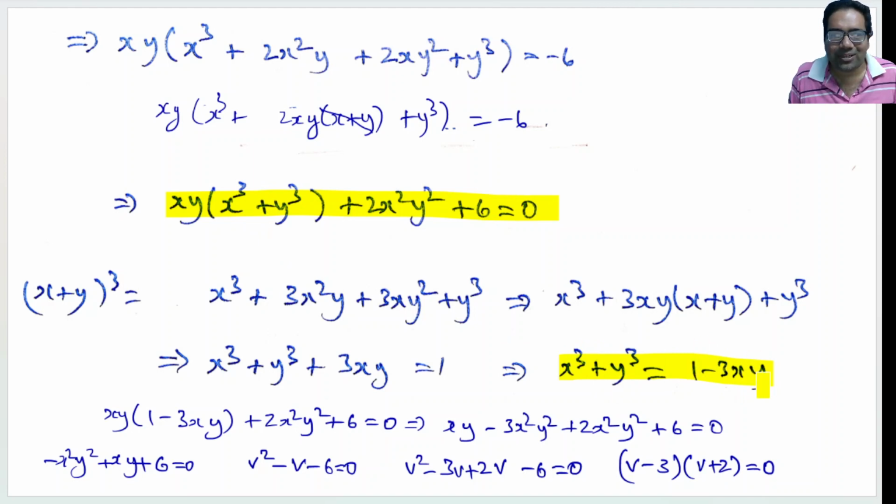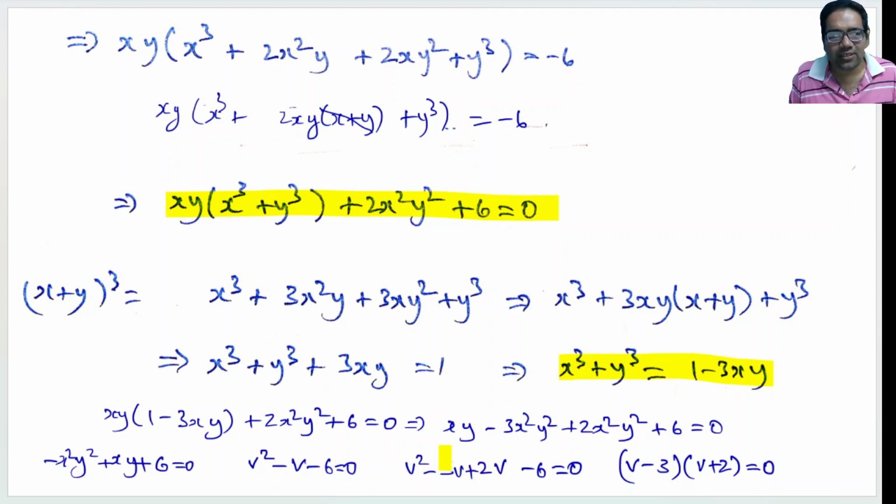Now let's put this 1 minus 3xy in this equation. So xy times x cube plus y cube is 1 minus 3xy plus 2x square y square plus 6 equals 0. So let us just expand: xy minus 3x square y square plus 2x square y square plus 6 equals 0, which becomes minus x square y square plus xy plus 6 equals 0. If you multiply both sides by minus 1 and call xy as some v just for simplicity, this becomes v square minus v minus 6.